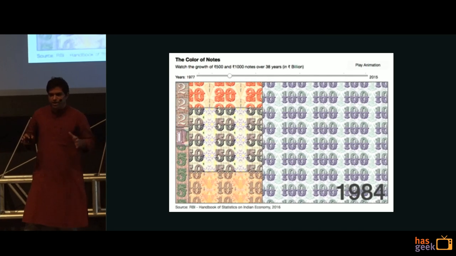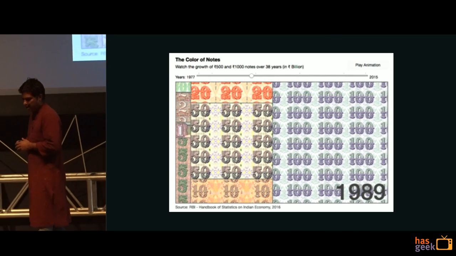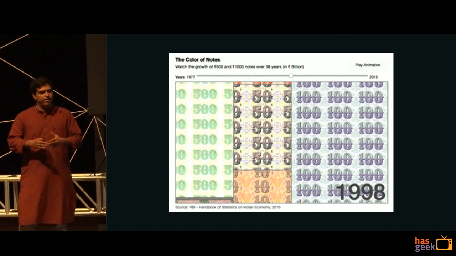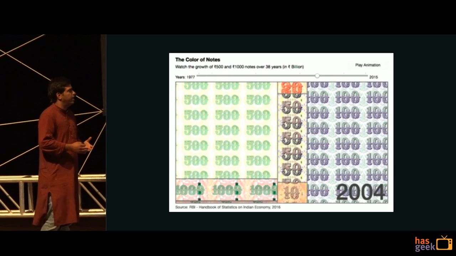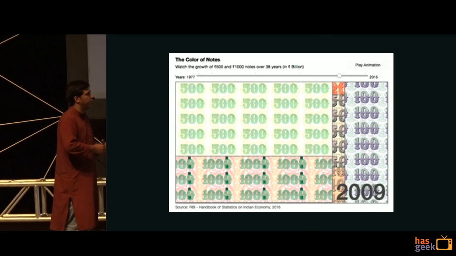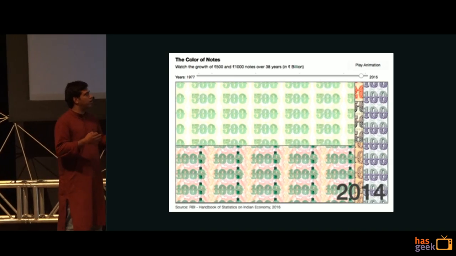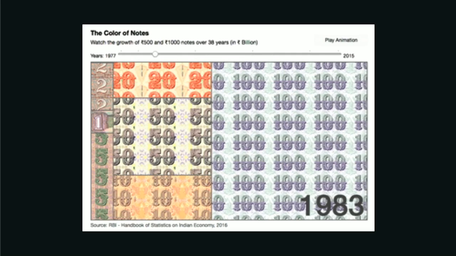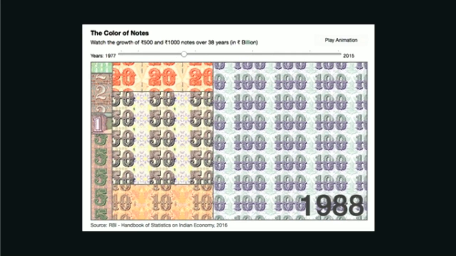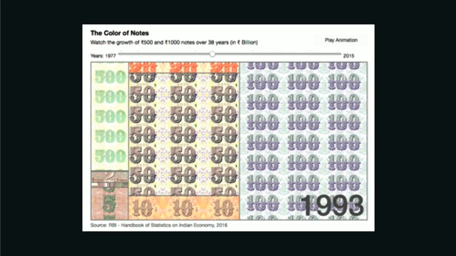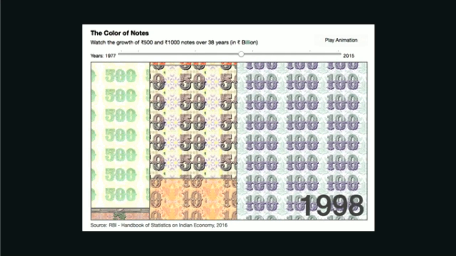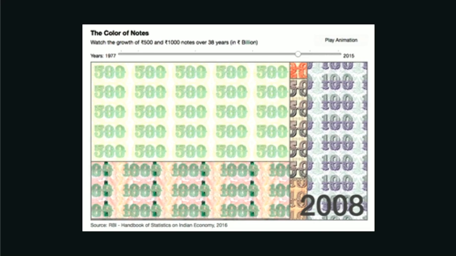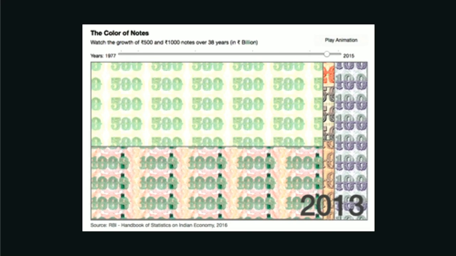So I created a narrative visualization, animated it. It was kind of the color of notes, right? The idea was, how big is the share of 100 or 1,000, 5,000 rupee notes? And, well, it's basically 83% at that time, but I really wanted to see the transition from where we were in at least 35 years back, and kind of come all the way through and build it up, right?